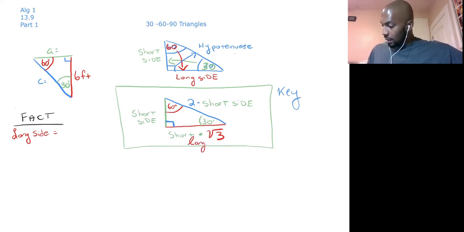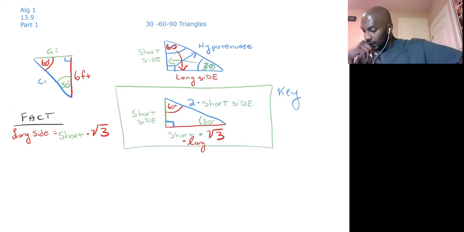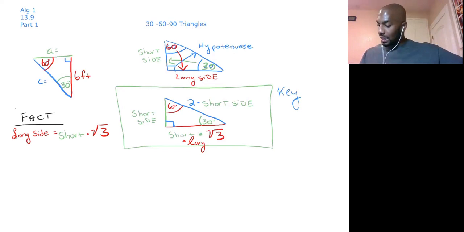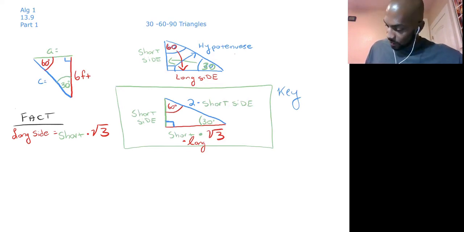Okay, equal, so no one gets confused, is whatever the short is times rad 3. All right, I think to myself, I can replace the word long side with the value of the long side, right? The value of the long side is 6 feet. Because that's really what long side stands for, right? It stands for the length, the value.